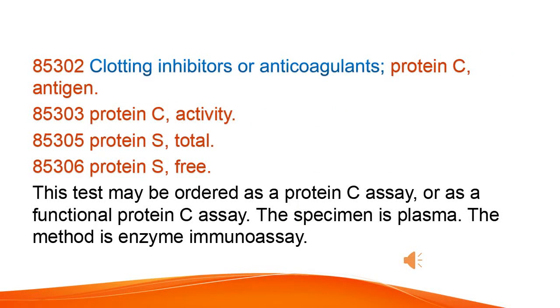Clotting inhibitors or anticoagulants, protein C, antigen. Protein C, activity. Protein S, total. Protein S, free. This test may be ordered as a protein C assay, or as a functional protein C assay. The specimen is plasma. The method is enzyme immunoassay.